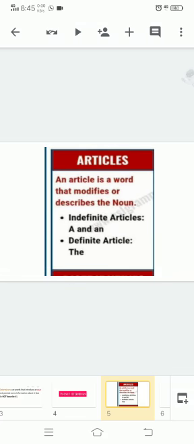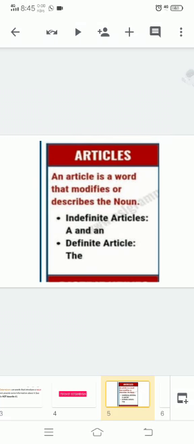For example: an apple a day keeps the doctor away. So a and an, which are indefinite articles, are used with a noun that is singular, countable and common. The opening sound of the word, vowel or consonant, decides the use of a or an: vowel with an and consonant with a.